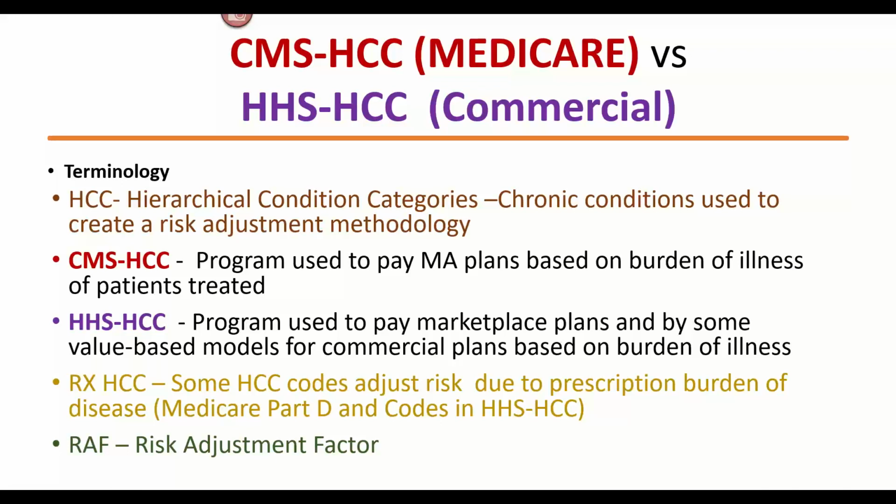So the big thing is the terminology here. HCC, of course, is the hierarchy of condition categories. These are the chronic conditions that are used to create the risk adjustment methodology. The difference here is CMS uses the HCC for MA patients. HHS uses it to pay the marketplace plans, and then some commercial plans use this, such as Blue Cross here in North Carolina. The RxHCC coding, that's just for drugs. Drugs do adjust differently. In CMS, it's only for medical expenses. And then, of course, RAF stands for risk adjustment factor, which we'll define again too.